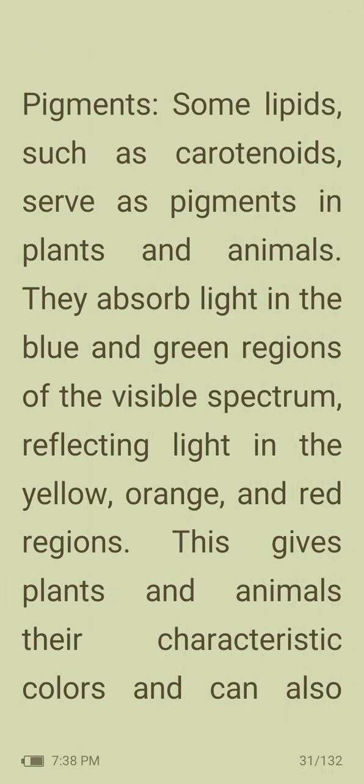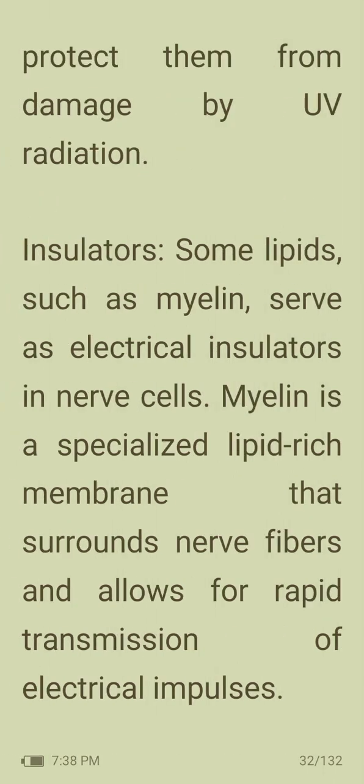Then pigments are there. Some lipids such as carotenoids serve as pigments in plants and animals. They absorb light in the blue and green regions of the visible spectrum, reflecting light in the yellow, orange, and red regions. This gives plants and animals their characteristic color and can also protect them from damage from UV radiation.